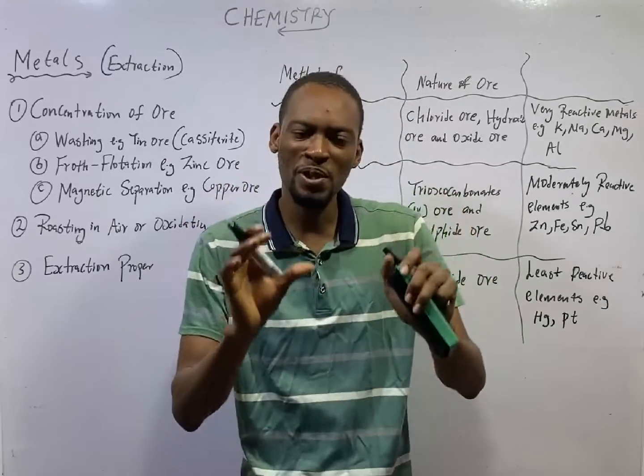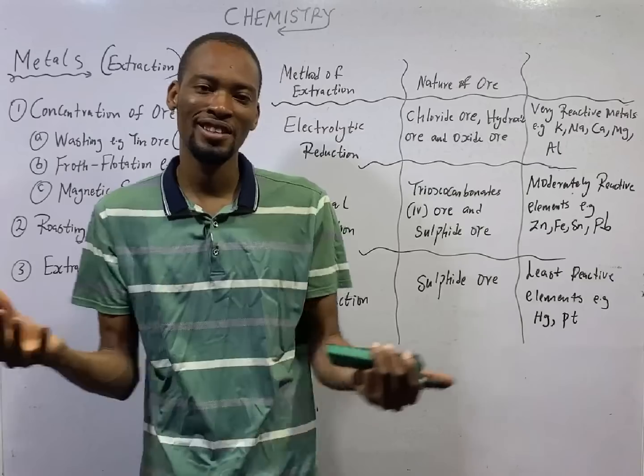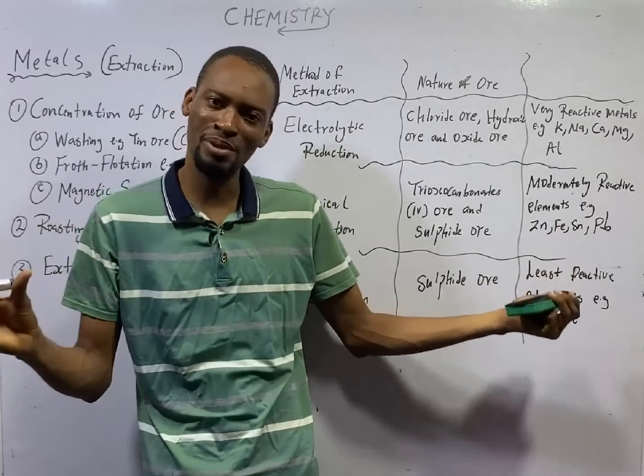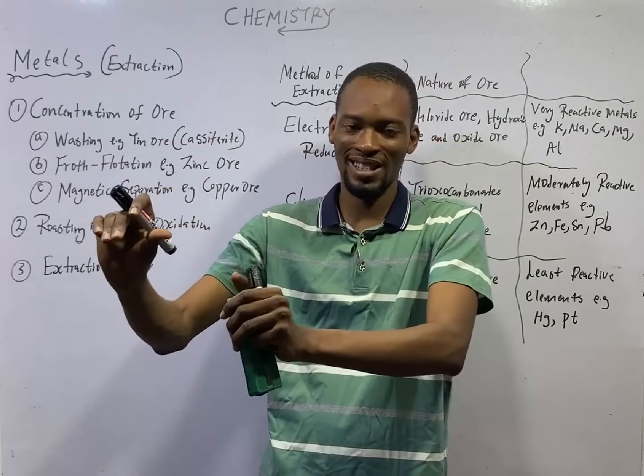This is episode number 63 of the 120 Days to Jamb Chemistry with Flash Isaac. In this episode, we shall be looking at extraction of metals.